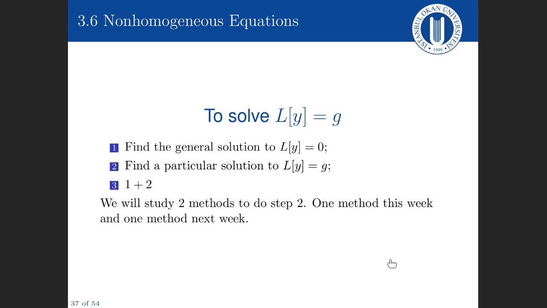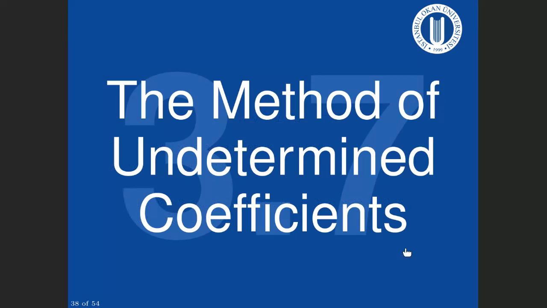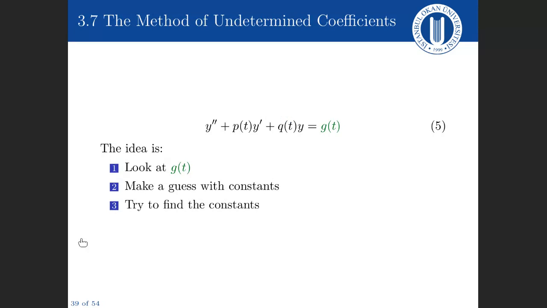In this course, we're going to study 2 different methods to do the second step. One method we're going to study this week, and the second method we will study next week. The first method to do step 2 is called the method of undetermined coefficients. And the idea goes like this.